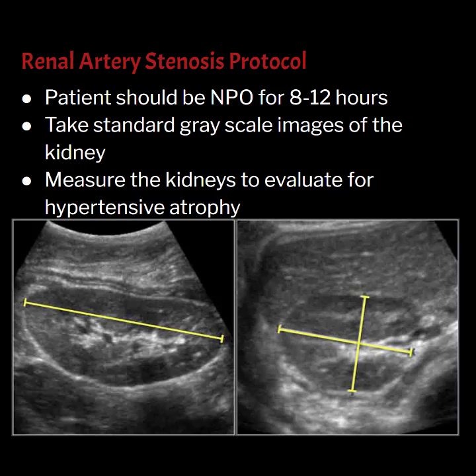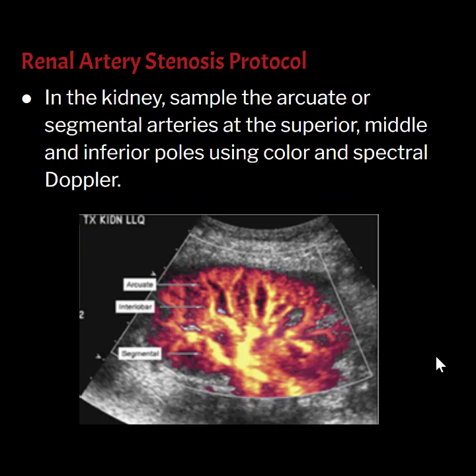And we want to make sure that we are measuring the kidneys so we can compare their sizes to evaluate for any sort of hypertensive atrophy. It's typically easiest then to start with the indirect method to evaluate for renal artery stenosis. When we are using the indirect method, we are using color and Doppler sampling from inside the kidney.